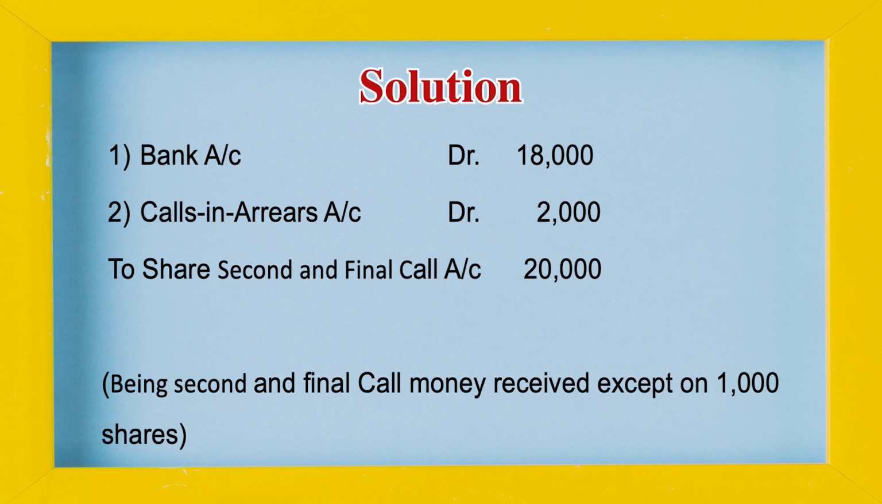Bank account debited rupees 18,000, calls in arrears account debited rupees 2,000 to share second and final call account rupees 20,000. The narration is being second and final call money received except on 1,000 shares. The bank entry would be on 9,000 shares at the rate rupees 2, that amounts to rupees 18,000. Calls in arrears amounts to 1,000 shares at the rate rupees 2, that is rupees 2,000, and share second and final call amounts to rupees 20,000, same as it was made due.